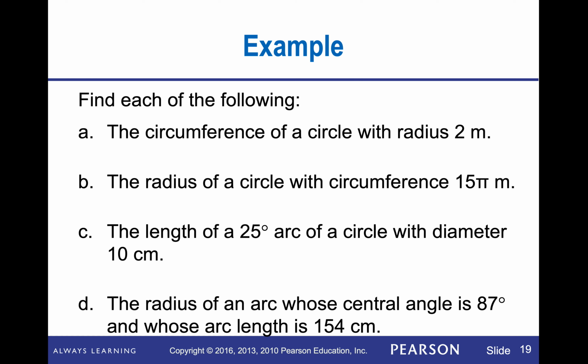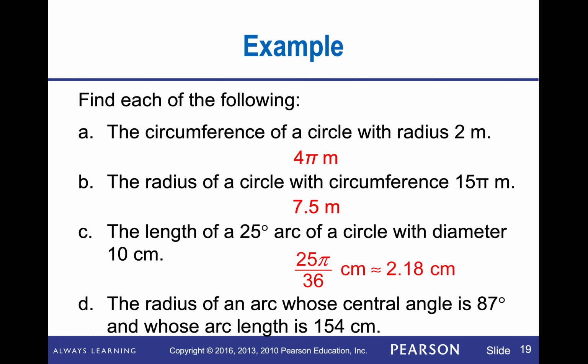Find the circumference of a circle with radius 2. So I'm going to plug in 2 times pi times my radius, which gives me 4 pi. If I know the circumference and I set it equal to solve for the radius, I would get 15 pi equals 2 pi r. I would divide both sides by 2 pi to get 7.5.